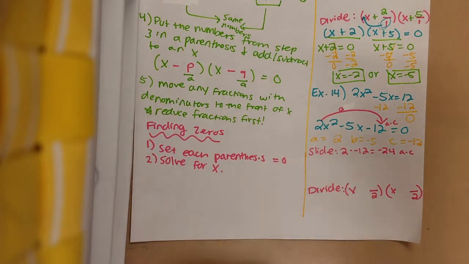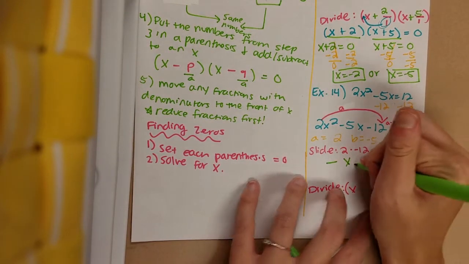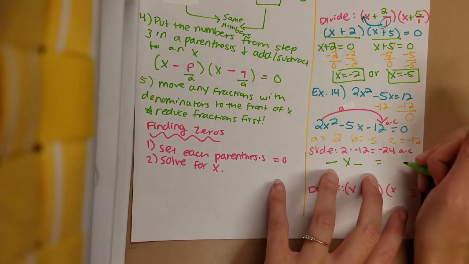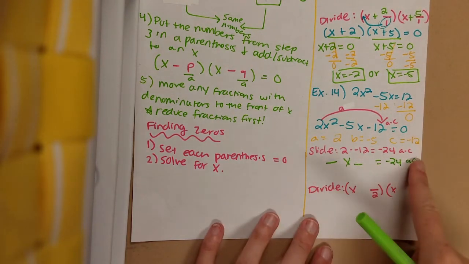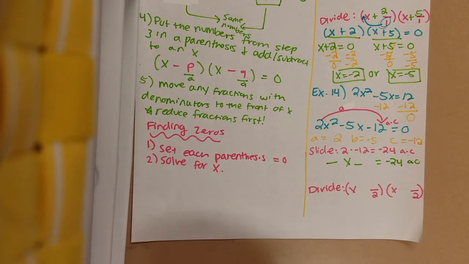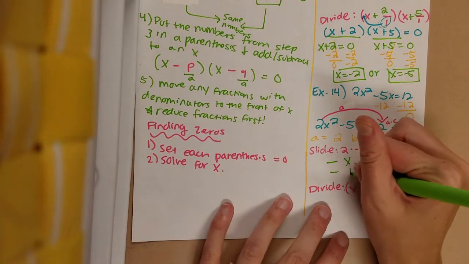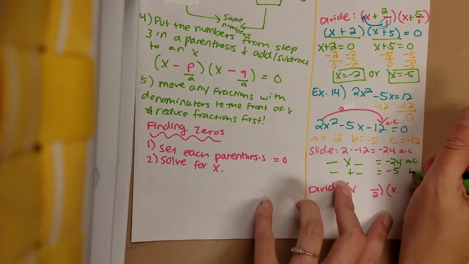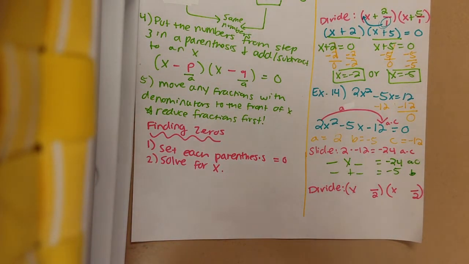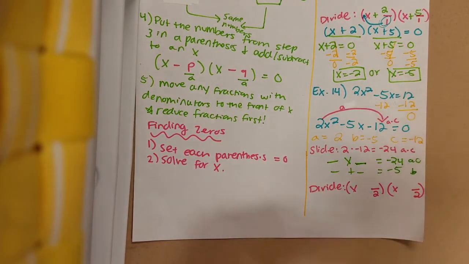So that's when we find our 2 numbers that multiply to be a times c, which we already know. It's negative 24, our a times c. That's our slide. And then we need to find 2 numbers that add to be b, which we said our b was negative 5. So let's think about this. We need 2 numbers that both multiply to be negative 24 and add to be negative 5.